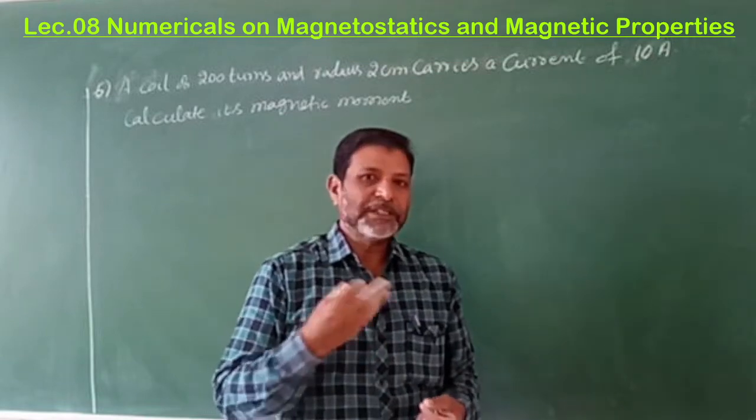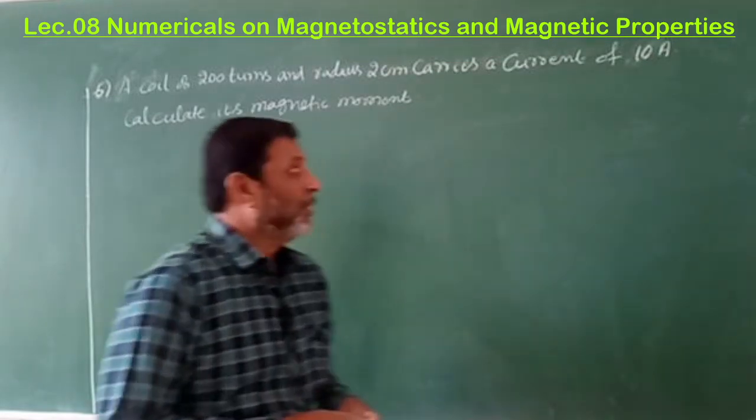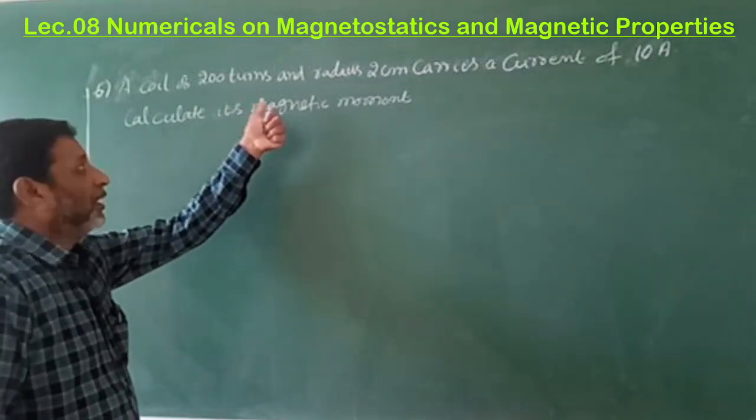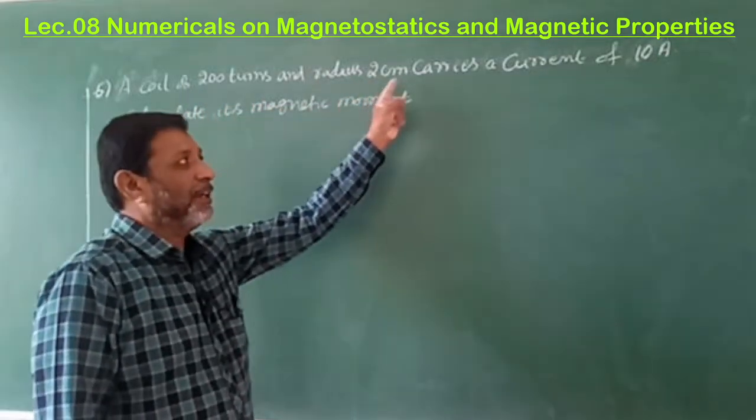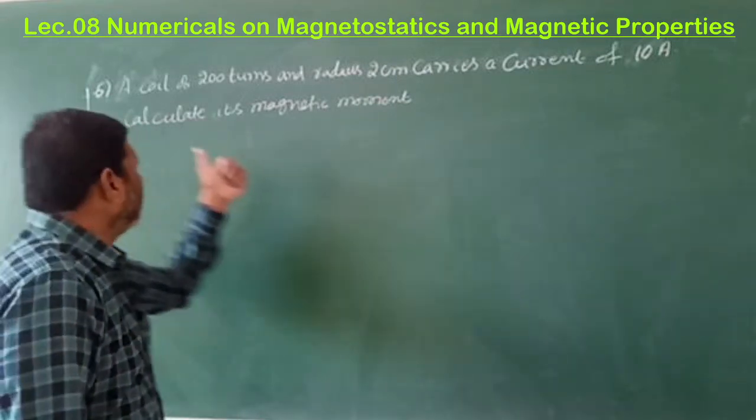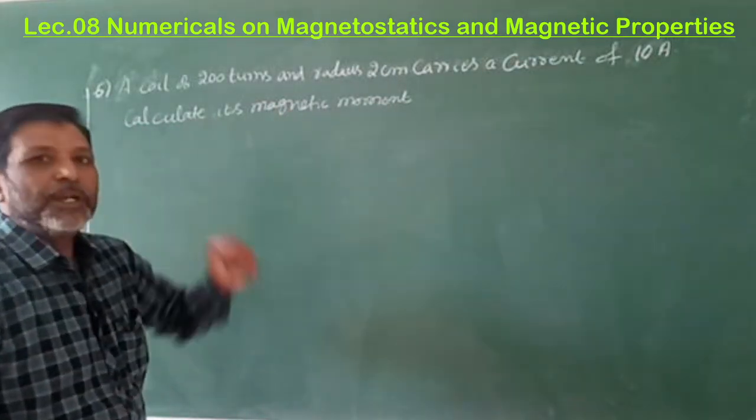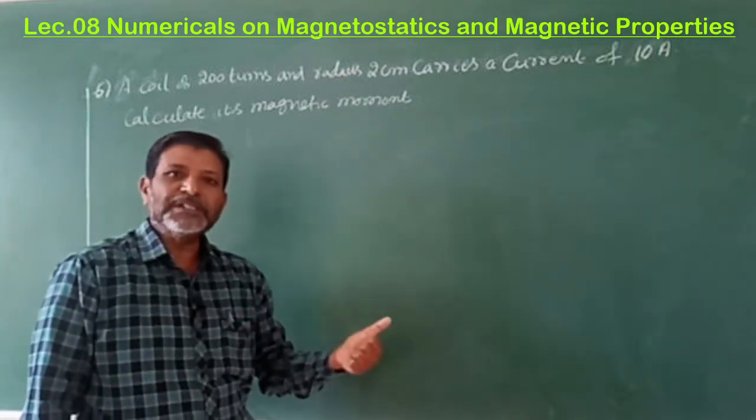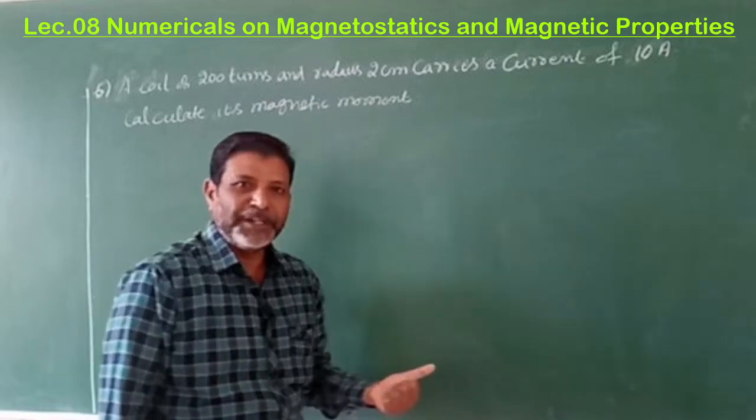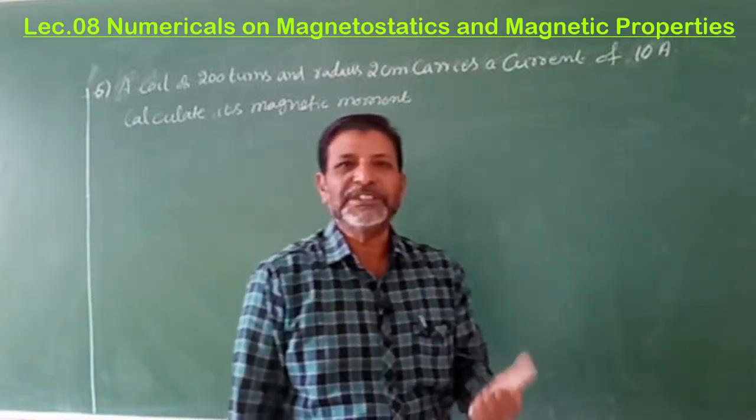Now, let us come to the next problem. Here it is given that a coil of 200 turns and radius 2 centimeter carries a current of 10 amperes. Calculate its magnetic moment. As you know, while we were discussing the topic magnetostatics, we discussed what the magnetic dipole is, all those things.